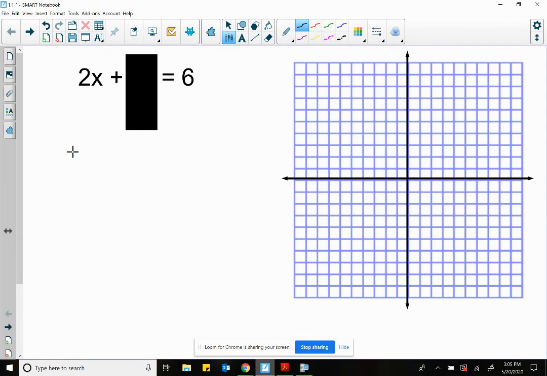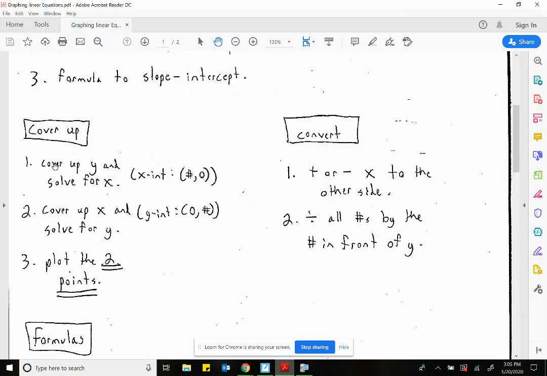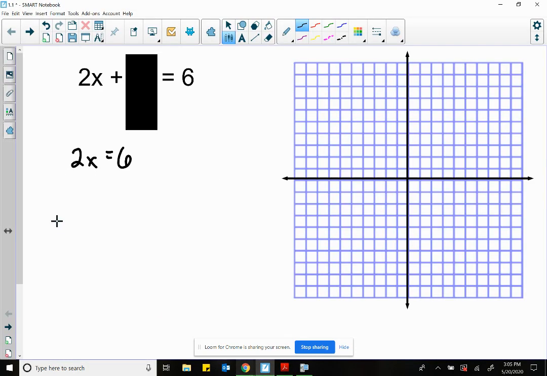We have 2x equal to 6. That's what we have left. So what we just did is we covered up the y, and writing down what's left, all we have is x. So we want to solve for that. How do I get the x value by itself? Divide by 2, divide by 2. x is equal to 3. So you now know that the x-intercept is (3, 0).